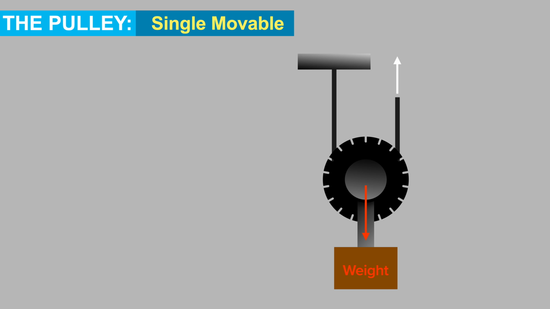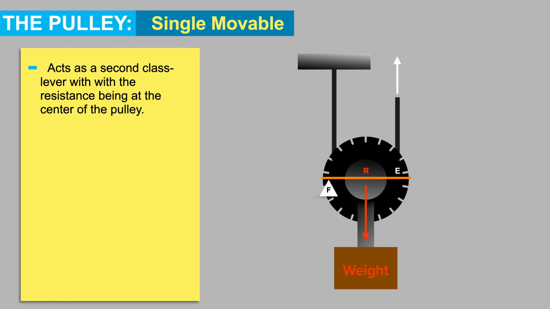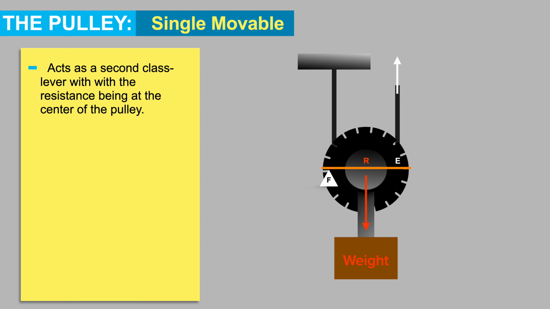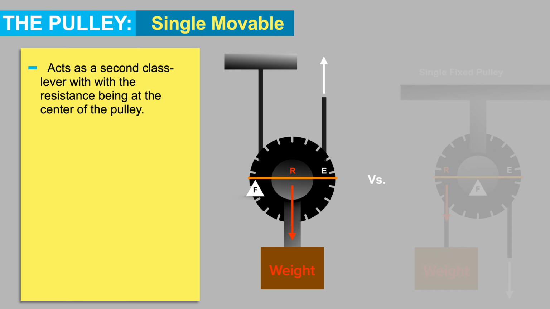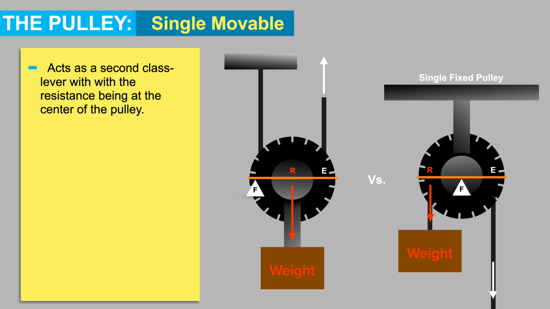This type of pulley system acts as a second-class lever, with the resistance being at the center of the pulley, with both the fulcrum and effort being at the rope of the pulley. The effort arm being the diameter of the pulley and the resistance arm being the radius. This type of pulley is attached to the load itself and moves with the load as compared to the single fixed pulley where only the load moves when the ropes are pulled.